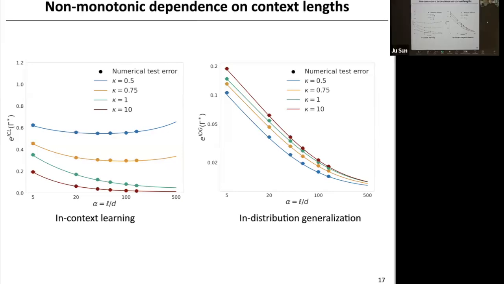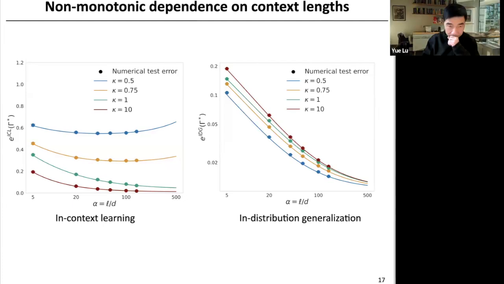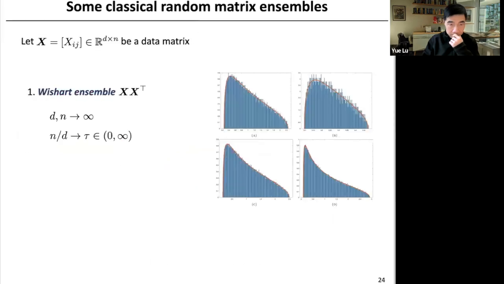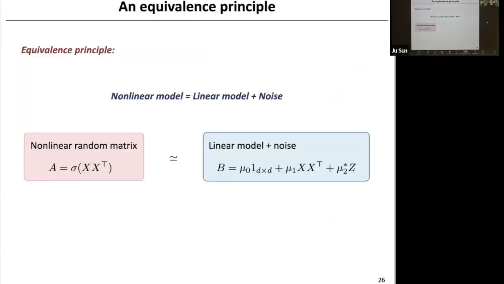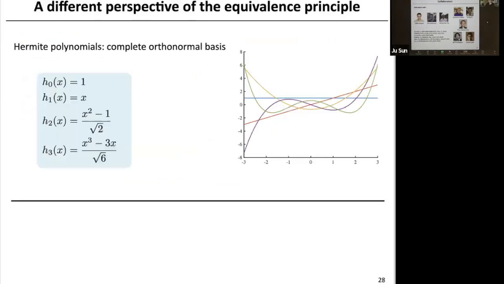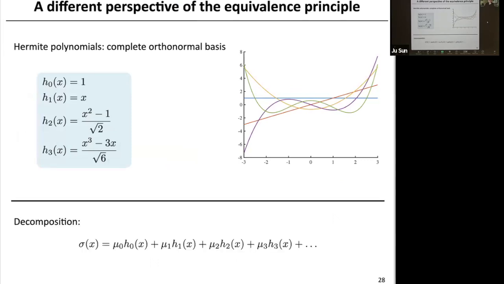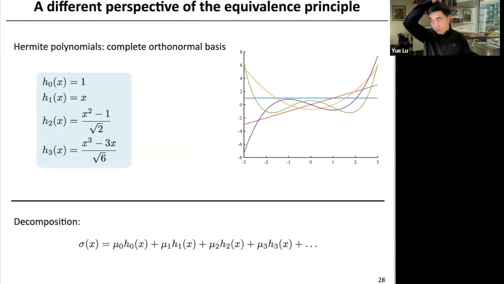Okay. I also have a curious question about the nonlinear random matrix result you talked about. Yeah. So your intuition comes from the Hermite polynomial decomposition, right? I'm thinking about just simple sigma functions. Why not just do a local Taylor expansion? Good question. Yes. This is a very good question.